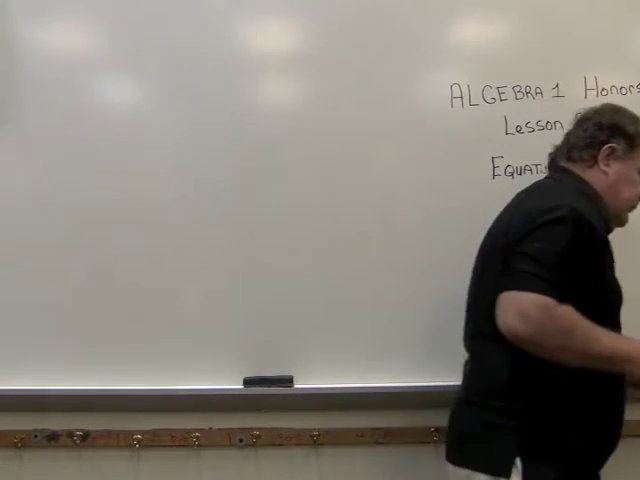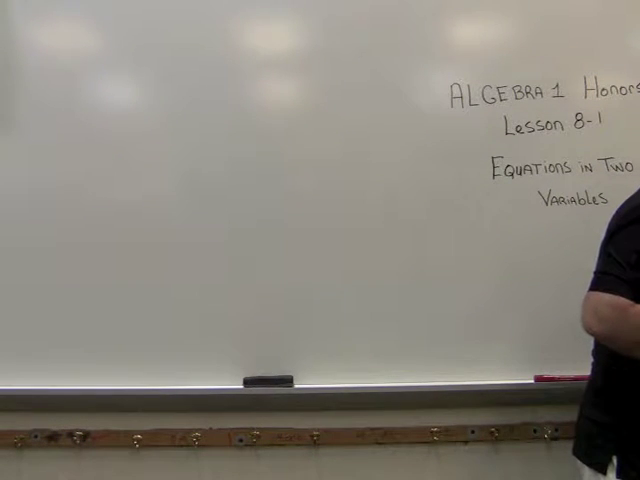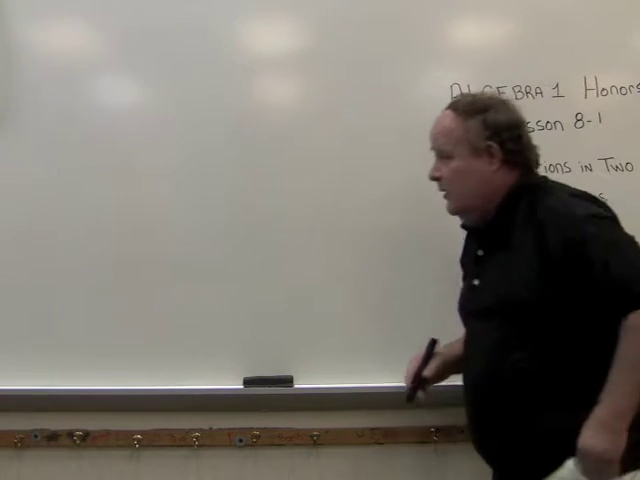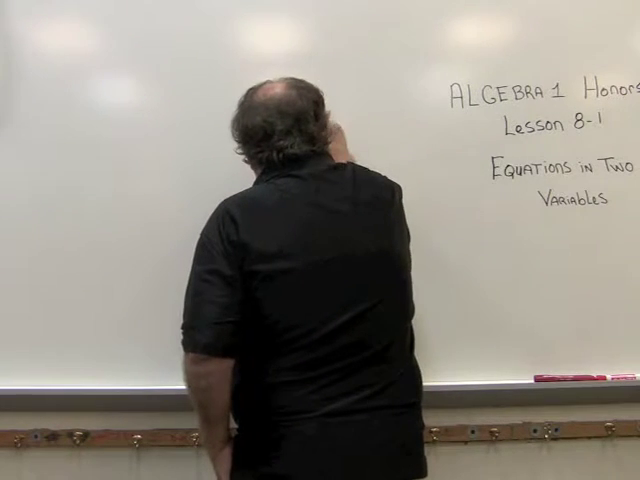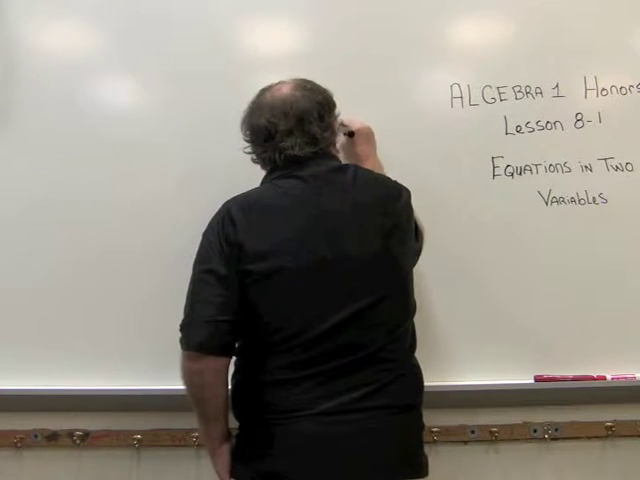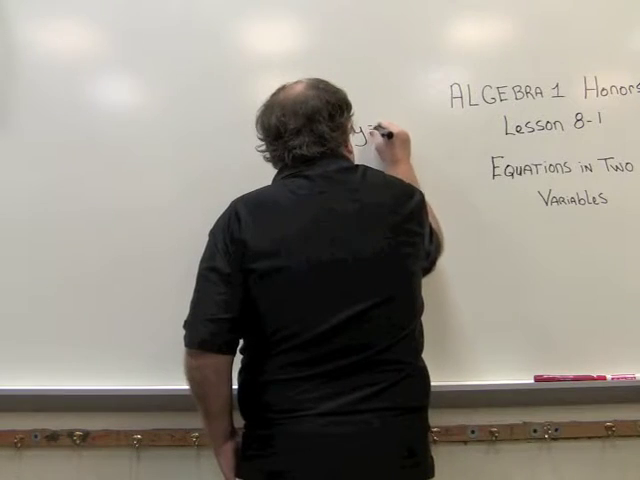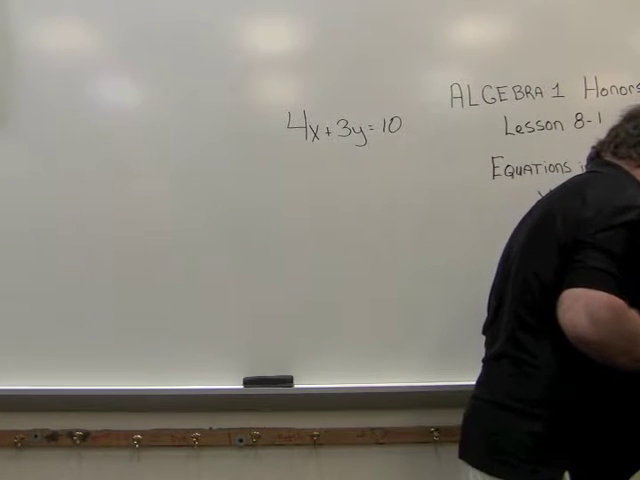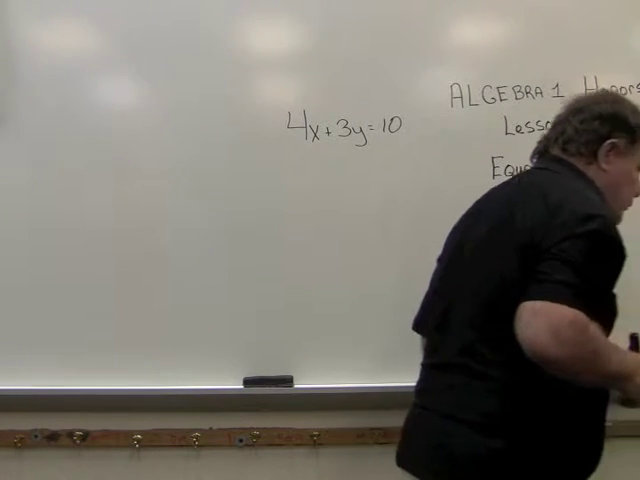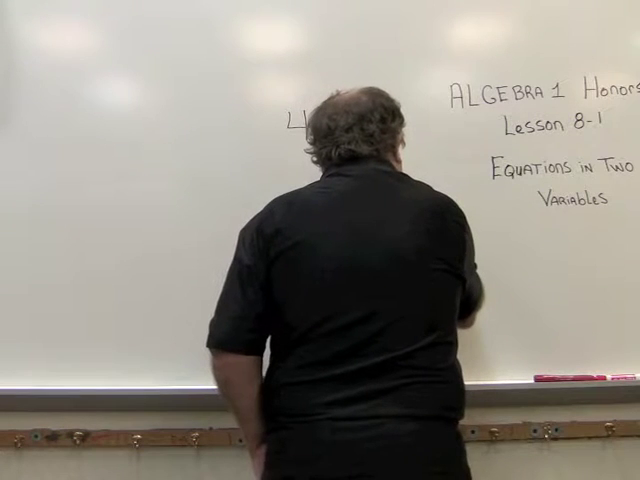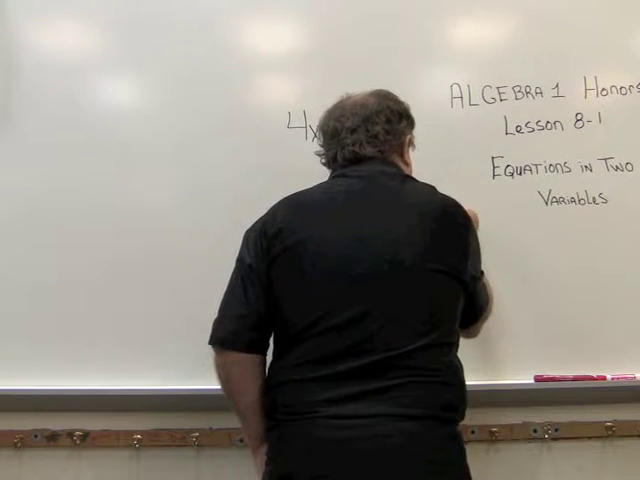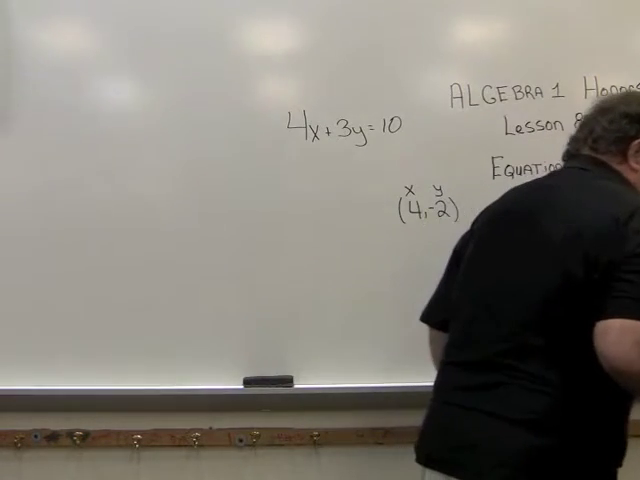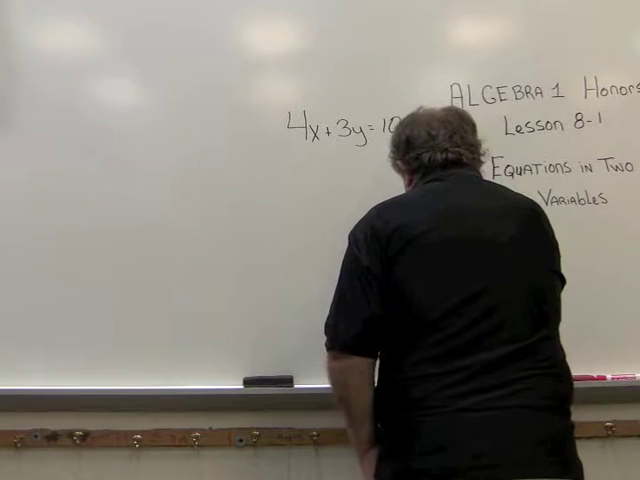Okay, let's look at another example. It says, state whether each ordered pair of numbers is a solution to what we just had up on the board, 4x plus 3y equals 10. Now let's say they give us (4, -2). Our first number is always our x value, and the second one is our y value. And then they give us (-2, 6).